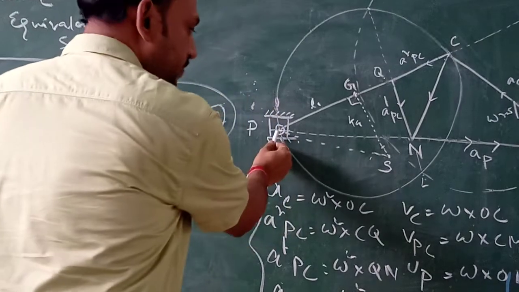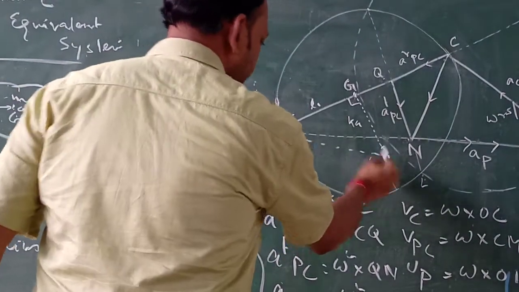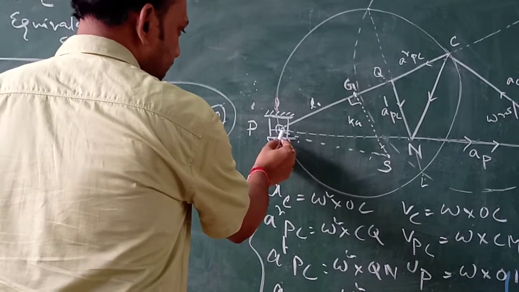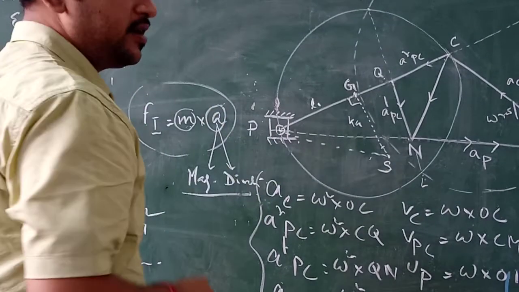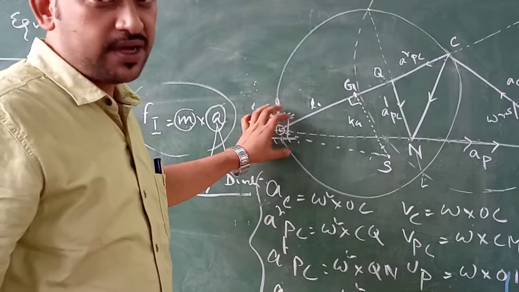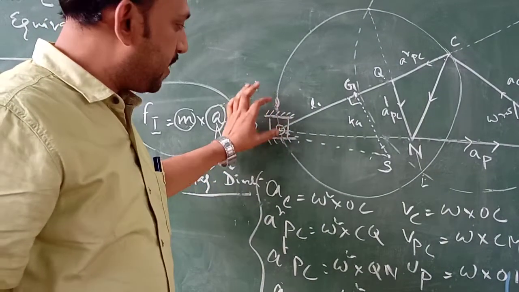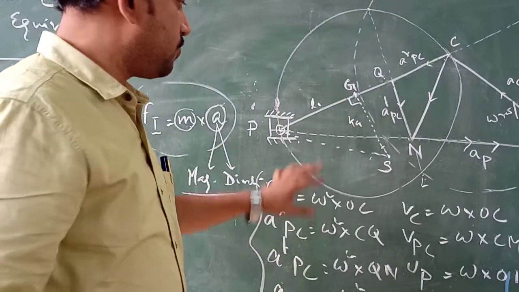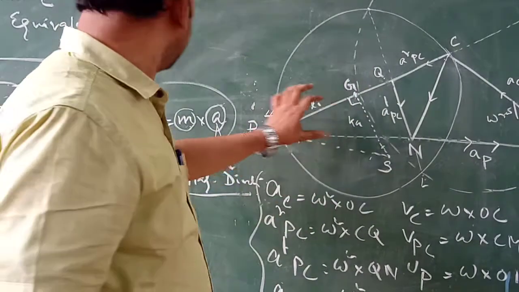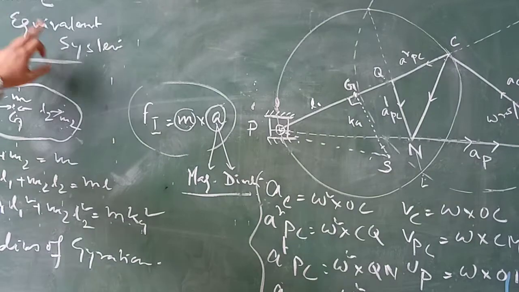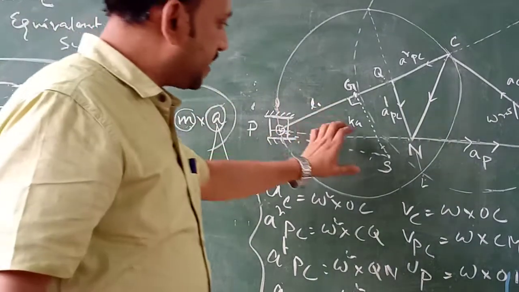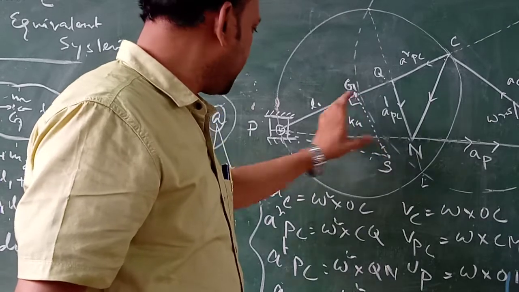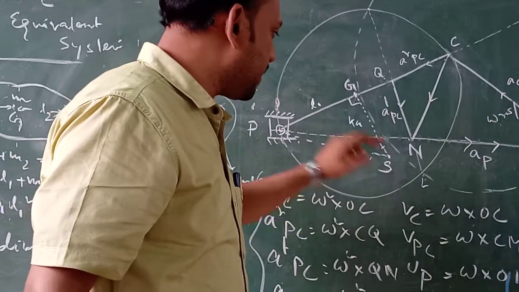So you have joined from P to S, and as discussed earlier, P is a point where one of the arbitrary masses is fixed, and based upon this we will get the new position of the other mass. So as per the equation for the dynamic equivalent system, we can see that GS represents the radius of gyration, and you have joined from P to S.